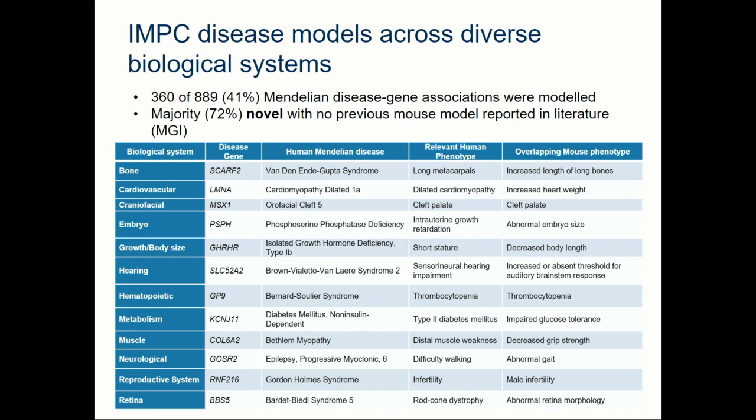The majority of these 360 new models that we found were completely novel, so there had never been a mouse published before that claimed to model this particular human disease. This is just a summary showing we found models across all major disease areas and body systems, from bone and cardiovascular through growth and body size phenotypes, hearing, blood, metabolism, muscle, and eye phenotypes.